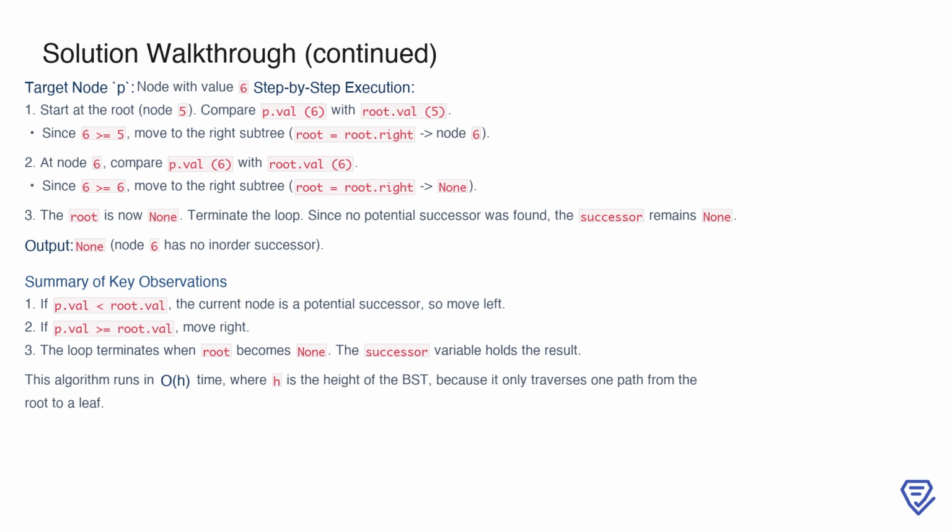From these examples, we can summarize a few key observations about the algorithm. First, if the target node's value is less than the current node's value, the current node is a potential successor, and we move to the left subtree. Second, if the target node's value is greater than or equal to the current node's value, we move to the right subtree. Finally, the loop terminates when the traversal reaches a none pointer, and at that point, the successor variable will hold the result. This algorithm is highly efficient, with a time complexity of O(h), where h is the height of the binary search tree, because it only traverses a single path from the root to a leaf.